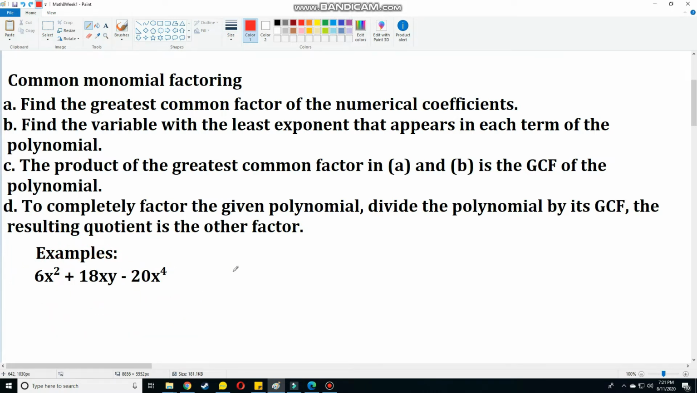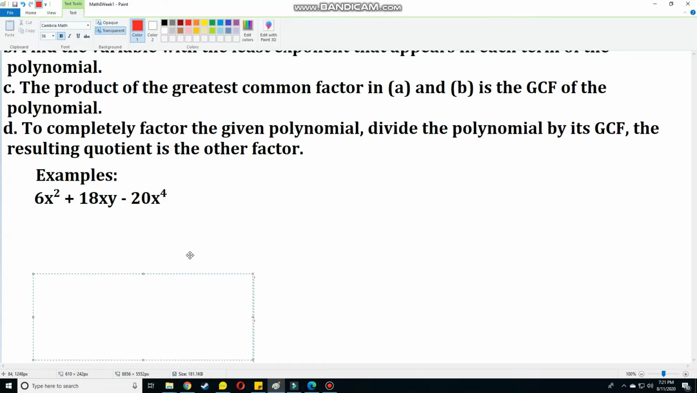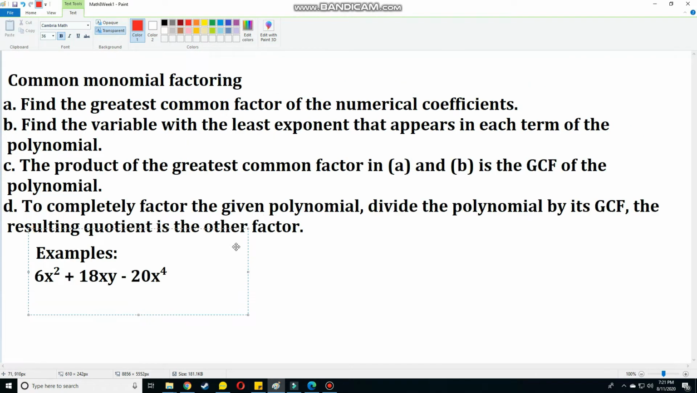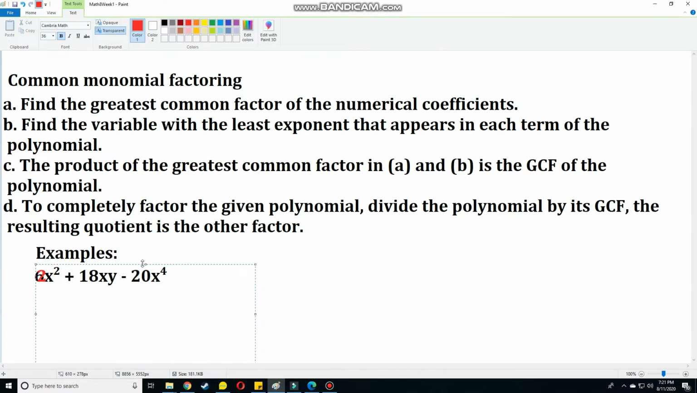What number can we divide on all of these numerical coefficients? Can we divide 3? Yes, on 6. How about on 18? Yes. How about on 20? No, we cannot use 3. I guess in this one, the GCF is only 2. So the GCF here is 2. Two is the greatest common factor of 6, 18, and 20. Now let's go to the second step.